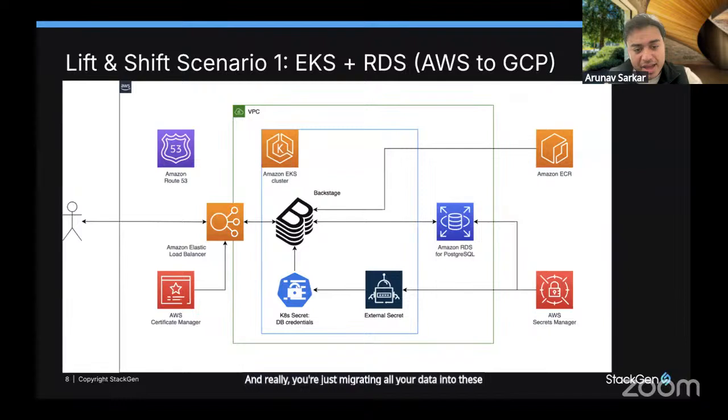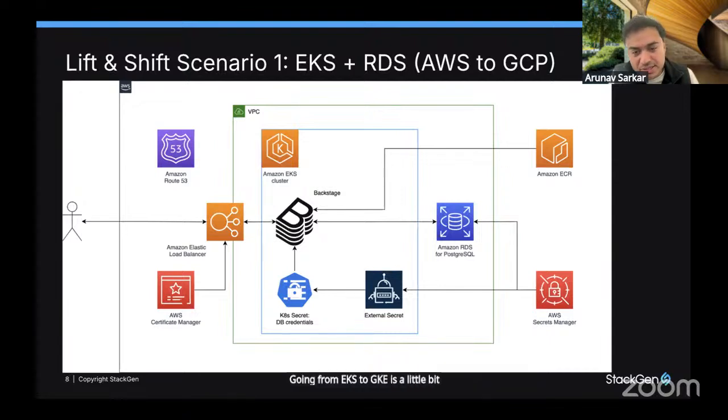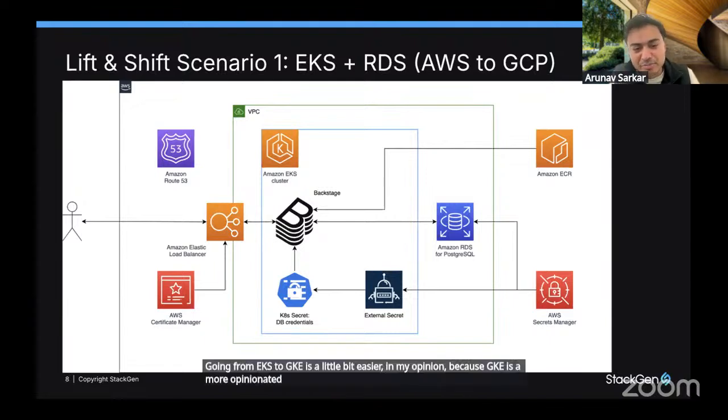Okay. After that, if we look inside the cluster itself, typically when we're going from EKS into something like GKE, that migration is very often one of the easiest parts to migrate. Going from EKS to GKE is a little bit easier, in my opinion, because GKE is a more opinionated managed Kubernetes platform. So it's easy to go from a less opinionated one like EKS into GKE, where it'll start setting up all the logging and the monitoring automatically for you. You don't have to do too much. Things just kind of automatically get set up for you.